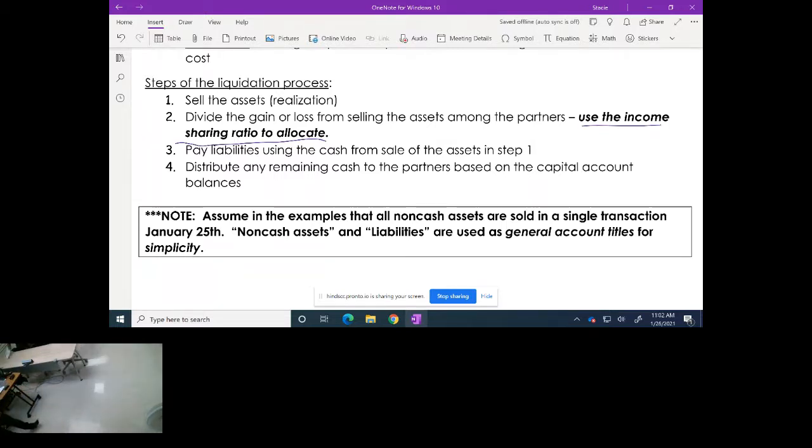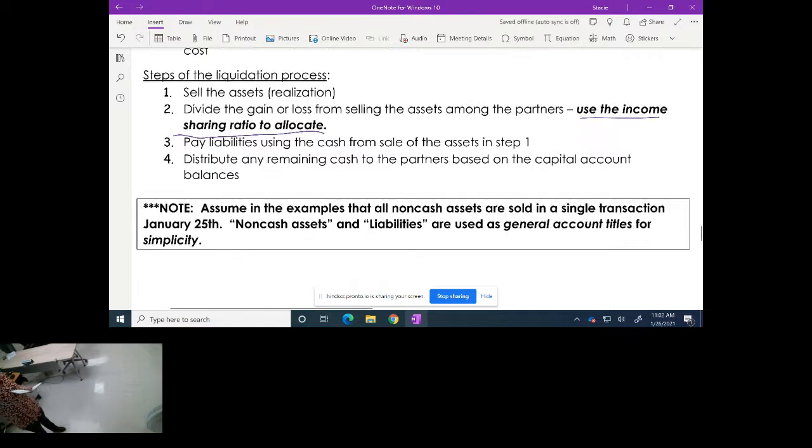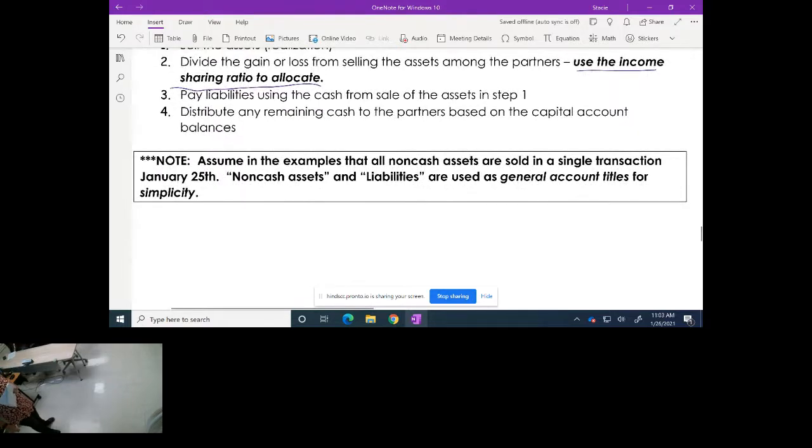So remember the gain or loss. Gain or loss is a type of income, so we're going to allocate that using the income sharing ratio. The third thing they're going to do is pay the liabilities from the cash that they made from selling assets and whatever they already have in the bank. So they'll distribute any cash left over to the partners using their capital account balances.